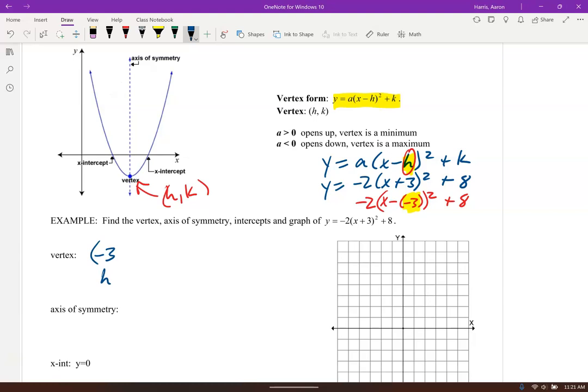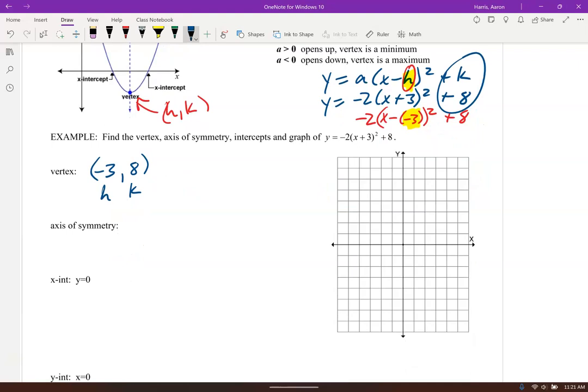So with x plus 3, it's actually the opposite of the plus. It's negative, right? And then our k goes right along with the symbol. It's a positive 8. So the vertex is negative 3, comma 8. I'm going to put that on the graph. Oh gosh, negative 3, positive 8, not negative 8. Negative 3, positive 8 up there.